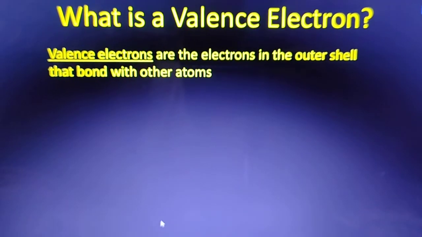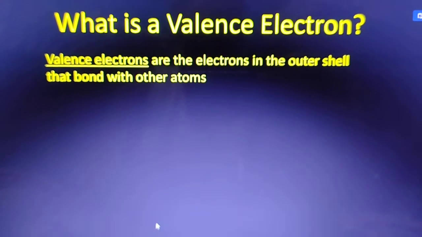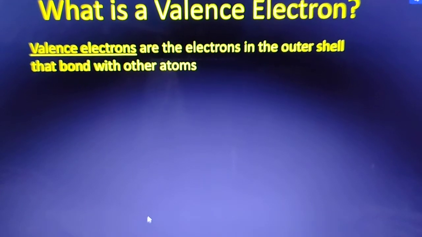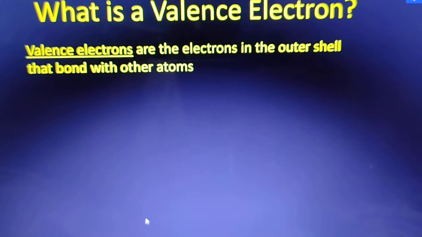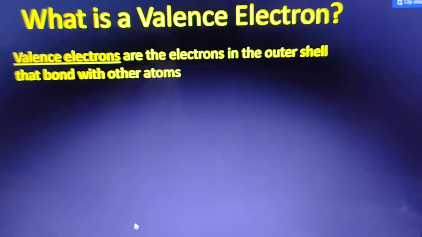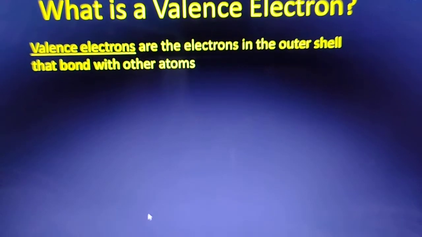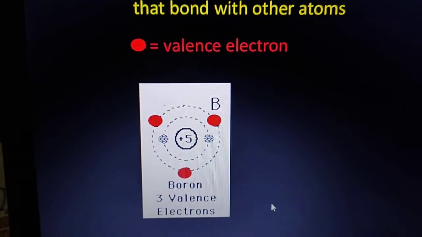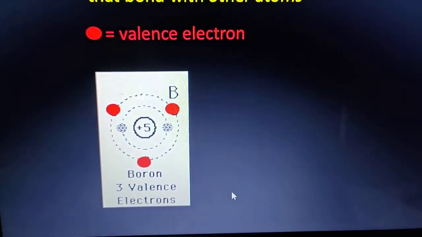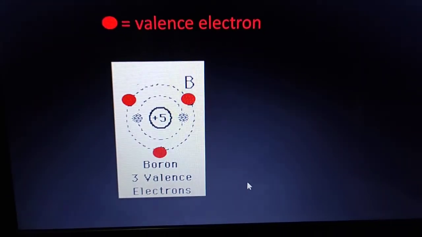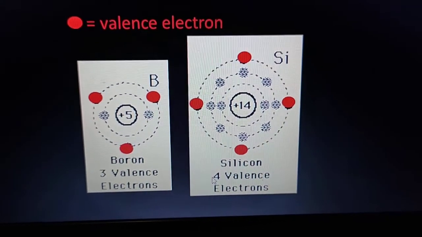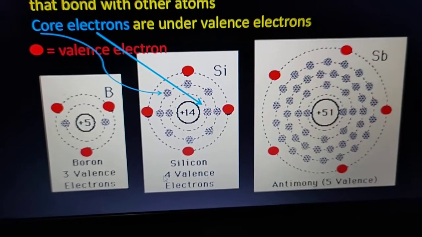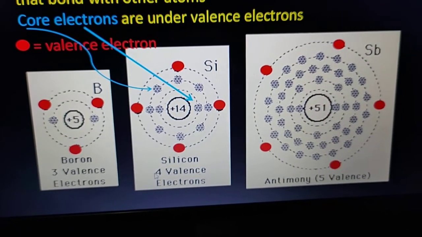Now the next topic is valence electron and valency. So what is valence electron? The electrons which are present in the outermost shell of an atom are called its valence electrons. For example, in boron, 3 valence electrons are present. Next, silicon, 4 valence electrons are present. And antimony, atomic number 51, 5 valence electrons are present.